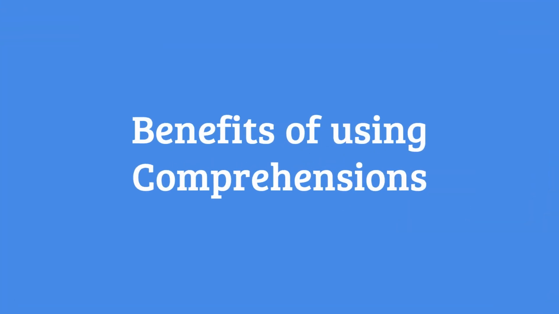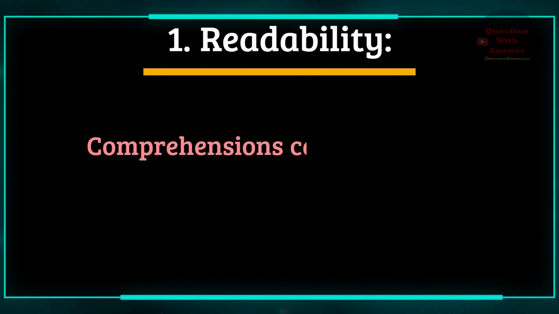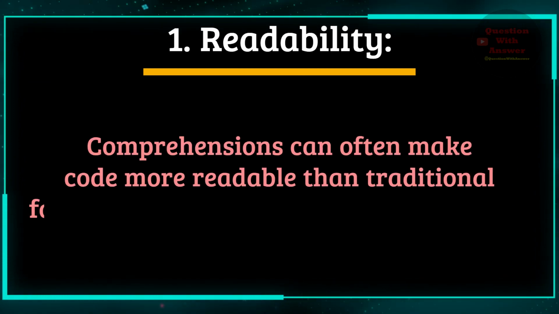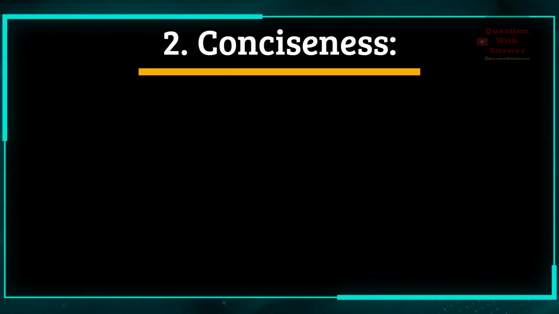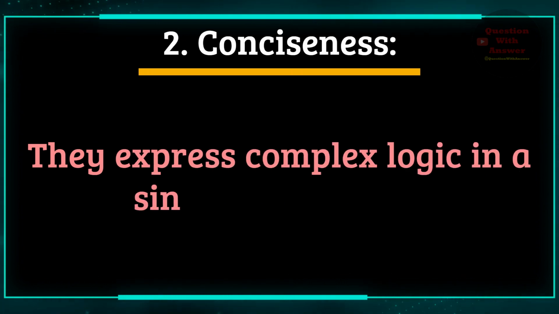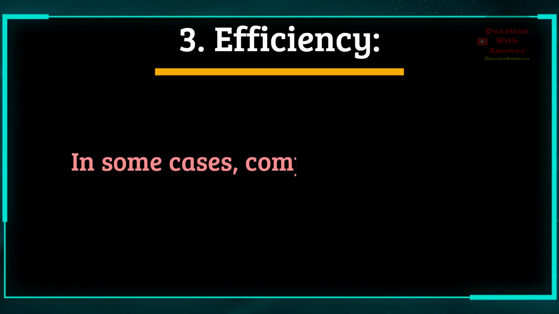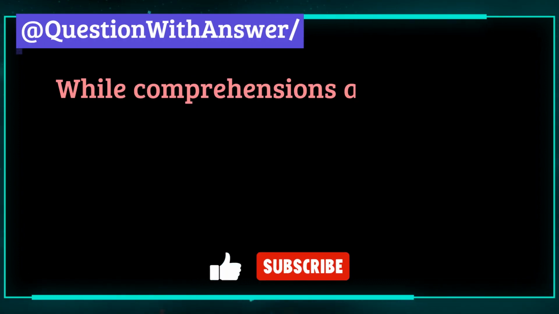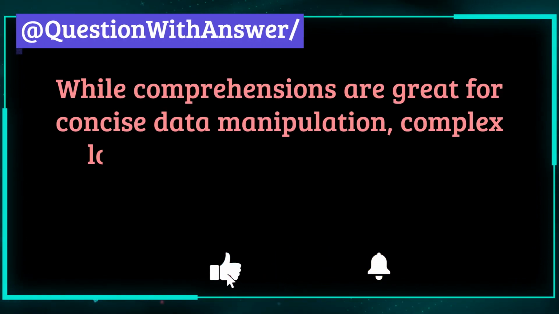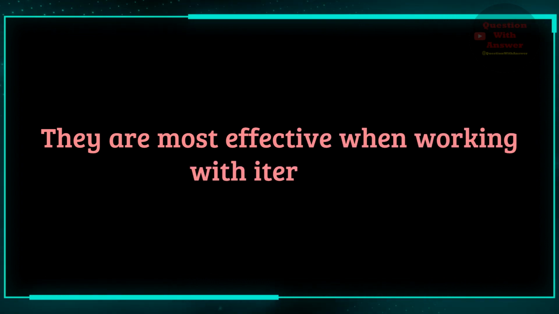Benefits of using comprehensions. 1. Readability. Comprehensions can often make code more readable than traditional for loops, especially for simple operations. 2. Conciseness. They express complex logic in a single line of code. 3. Efficiency. In some cases, comprehensions can be more efficient than for loops. While comprehensions are great for concise data manipulation, complex logic might be better suited for traditional for loops for better readability. They are most effective when working with iterables.